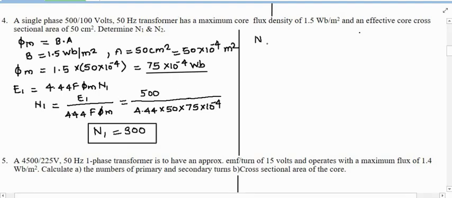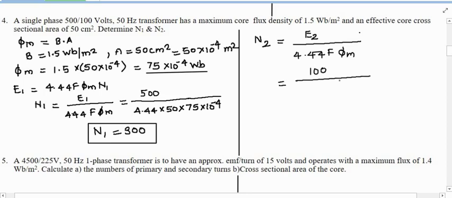Similarly, I will write down here N2 is equal to E2 upon 4.44 F phi m, right? So what is E2? 100. 100 divided by 4.44 into 50 into 75 into 10 raised to minus 4. So you will get N2 as 60.